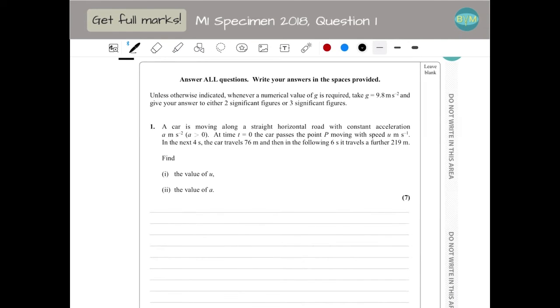The first thing they tell you is that you have to use gravity as 9.8. If they don't tell you anything, that's what you're going to do, but be careful because sometimes they ask you to use 10, and that's quite common to forget.